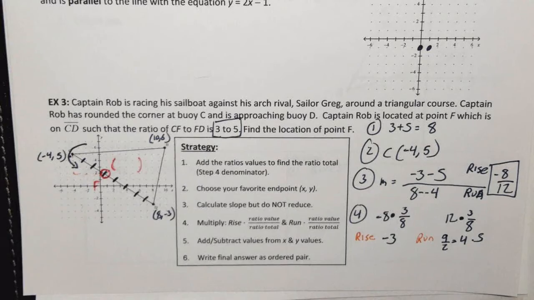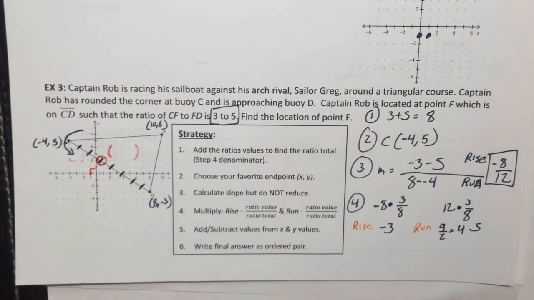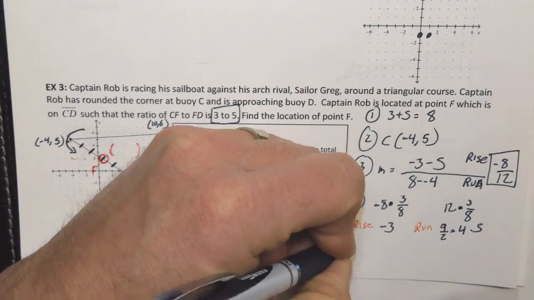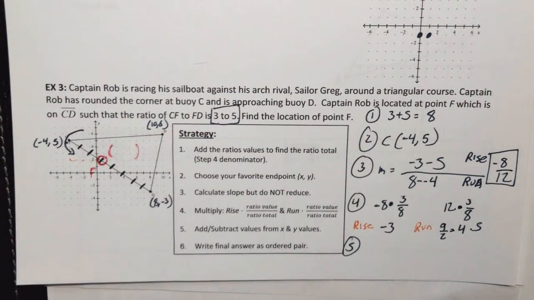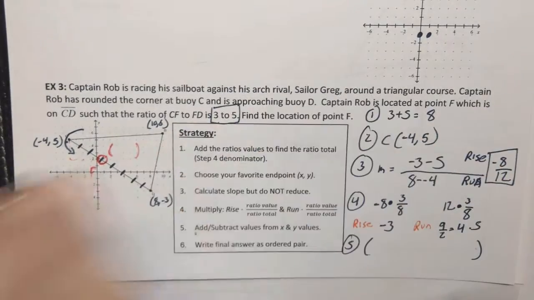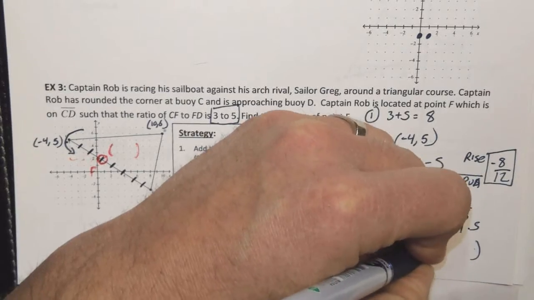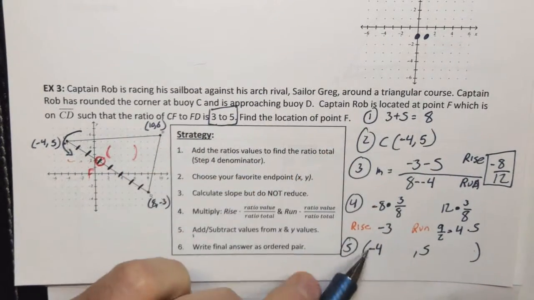Now, if you want to know the exact location of point F, I recommend that you don't actually rise and run on the drawing, but rather I would ask that you just do a little addition or subtraction. So this is going to be step number 5. Let's do some adding and subtracting. Our original point C was -4, 5. That was the point that we had in step number 2, -4, 5.